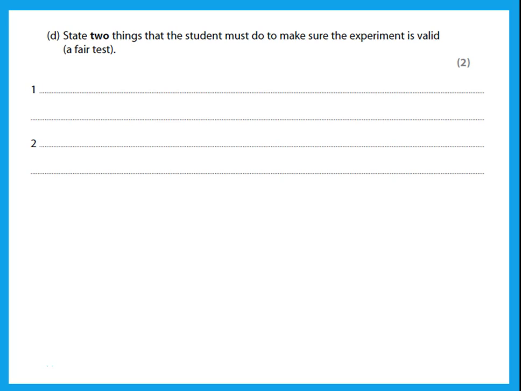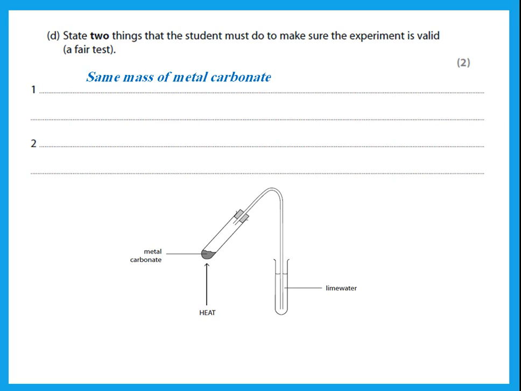State 2 things that the student must do to make sure the experiment is valid. What is she doing? She is comparing different metals. But what you should have constant in this experiment is what? I should have the same mass of carbonate every time if I'm going to compare them, and the same volume of lime water, so that the time taken will depend on the reactivity of the metals alone.